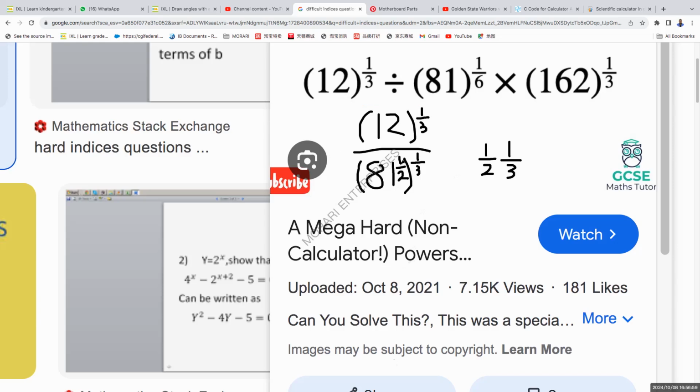81 to the power half means what? Square root of 81. This person is divided. This person is still thinking. Power half, not divided by 2. When do you want to get indices to be in your head?